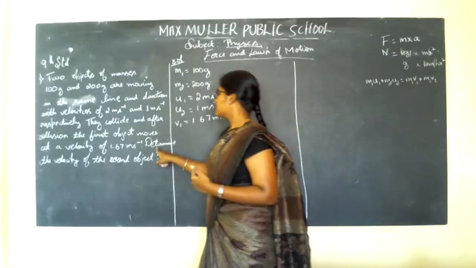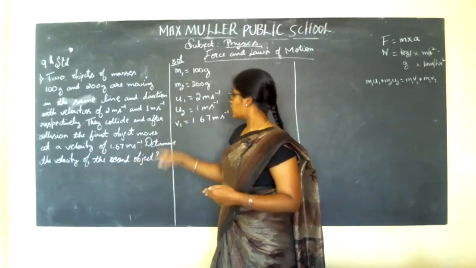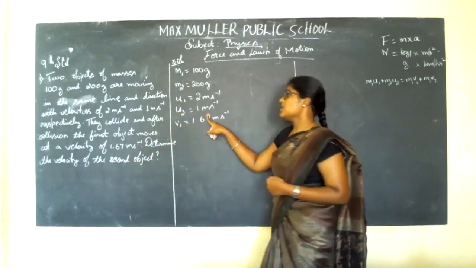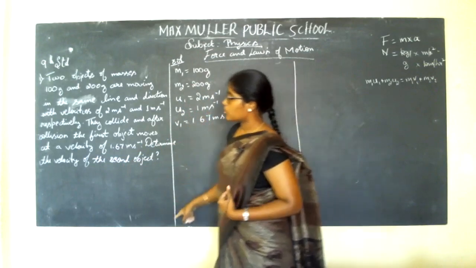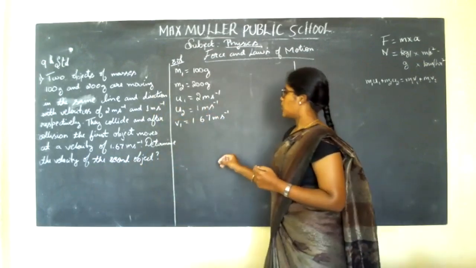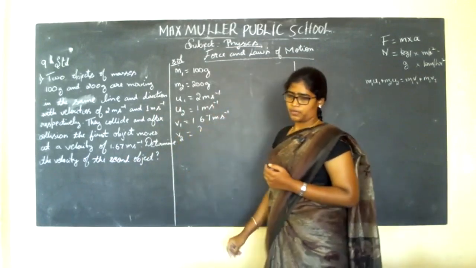Correct? And determine the velocity of the second object. They are asking, after the collision, what is the velocity of the second object? Before the collision, the second object's velocity is already given, that is 1 meter per second. So the velocity of the second object will be v2 is equal to question mark.